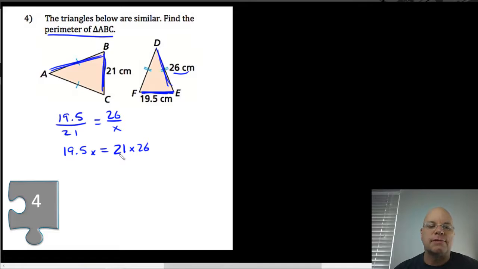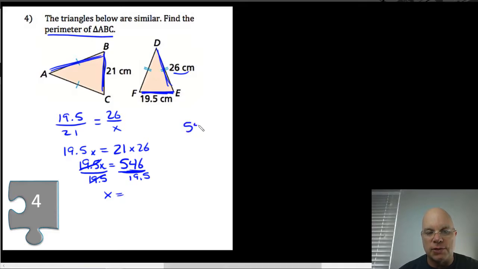26 times 20 is 520, and one more 26 would be 546. It's equal to 19.5x. Divide both sides of the equation by 19.5 in order to reveal 1x, which is what we want. 1x is x. X will be equal to this quotient, whatever it is, 546 divided by 19.5.